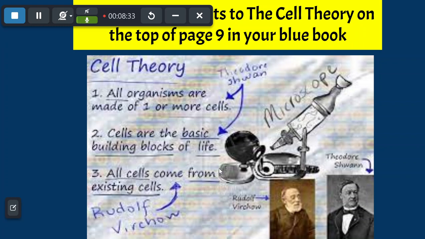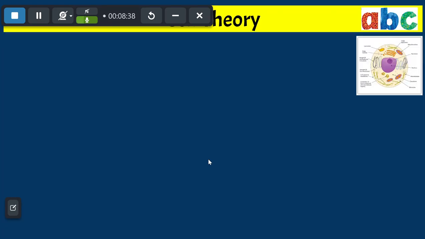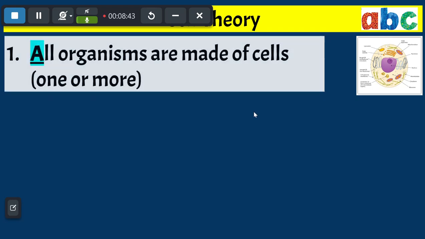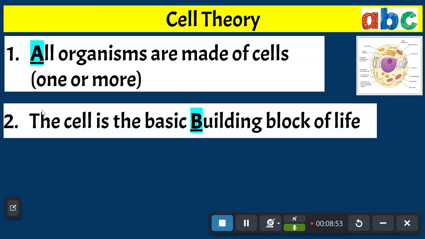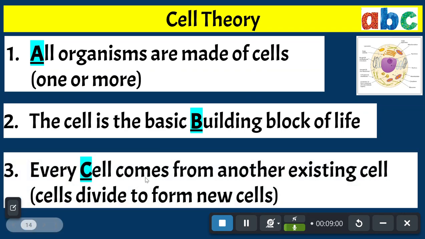And we know that we had different scientists helping us understand these things. So I just want to make sure that you are committing that to memory. Make sure you know those 3 parts. You can think of the ABCs of cell theory, if that helps you. So the ABCs of cell theory: A is all organisms are made of cells. The B is the cell is the basic building block of life. And C, every cell comes from another existing cell, or cells divide to create new cells.